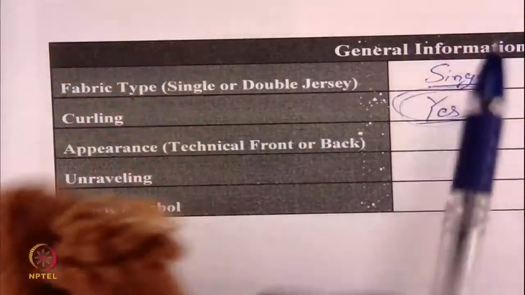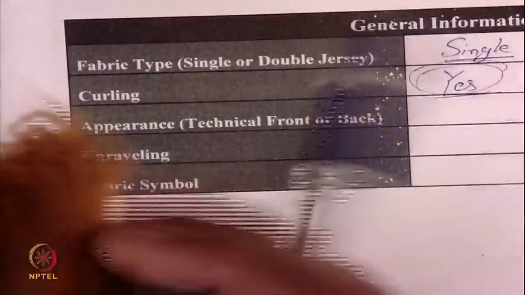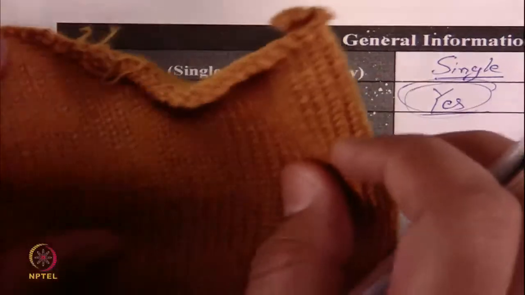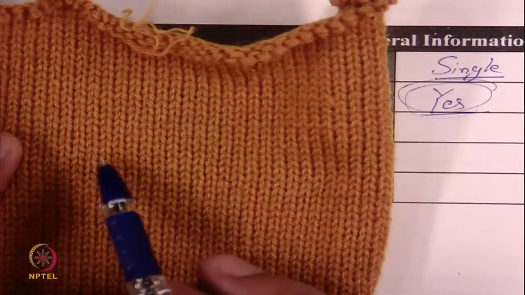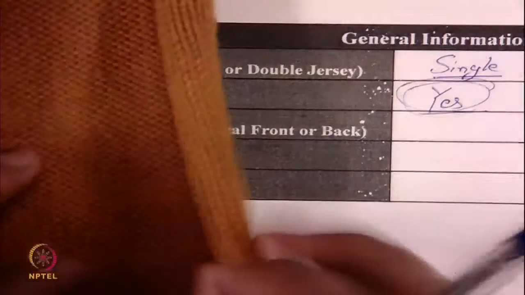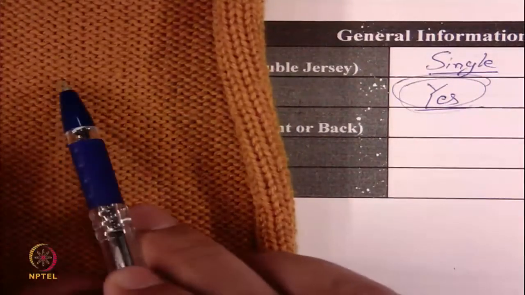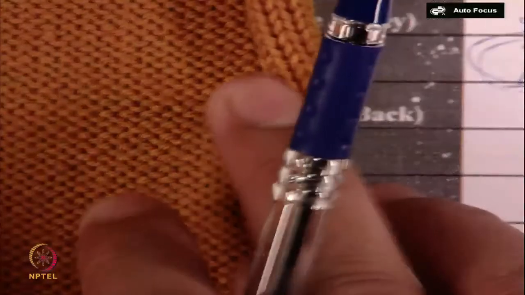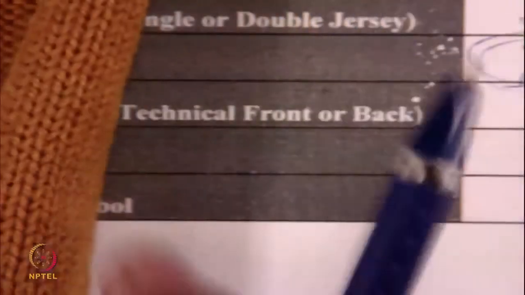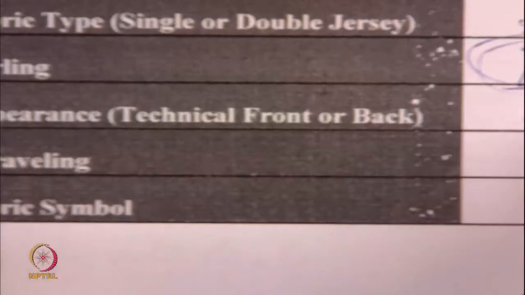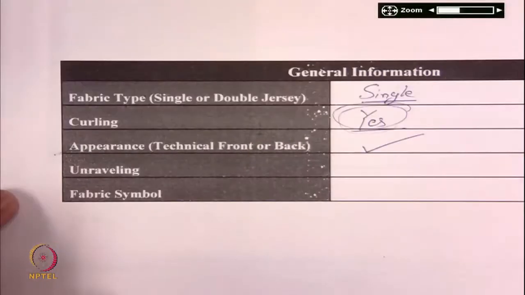The third thing which you need to understand is the appearance. Can you identify technical front and back? In the lecture also I have shown you what we mean by technical front. In the technical front you can only see the leg side, so this is your technical front. And in the technical back, you can only see the head and sinker part. So this is head and sinker, so this is your technical back side and this is your technical front side. This is technical front side and this is your technical back side. I hope you would be able to understand and identify.